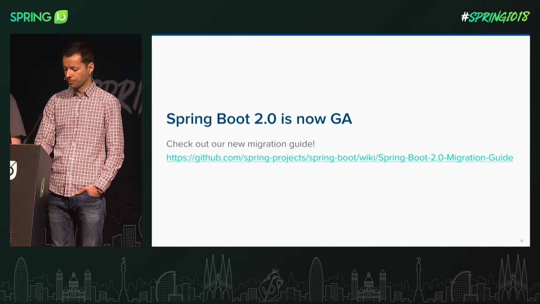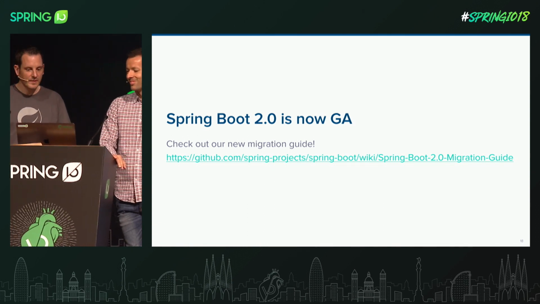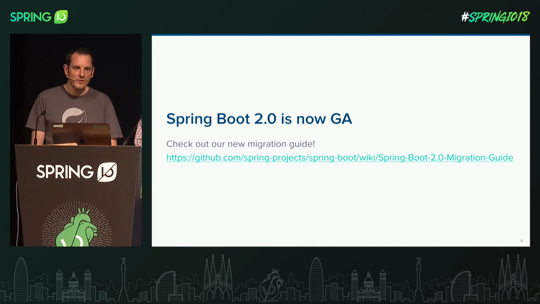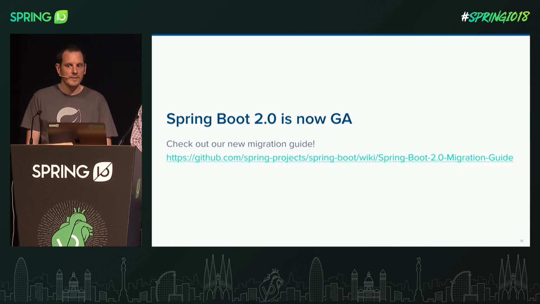Right. Breaking news: Spring Boot 2 is GA. I'm sure you know about that. We have built a migration guide on the wiki. So if you've not upgraded yet, or if you're considering upgrading, there is really a lot of information in there. It can be overwhelming, but please keep in mind that probably 90% of the content does not actually impact your application. So you really need to focus on the things you're using.